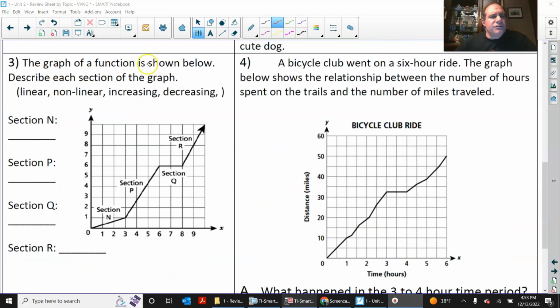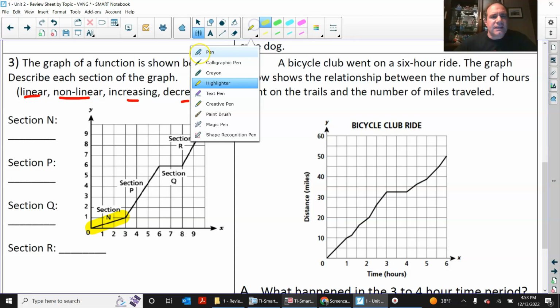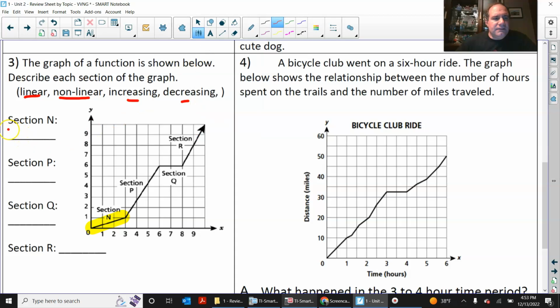So the graph of a function is shown below. Describe each section of the graph: linear, nonlinear, increasing, and decreasing. So section N is right here, and I'm going to try to do this in different color highlighters. What is happening in that section? Is it linear or non? It is linear. And we are going to say it's increasing because it's going up from left to right.